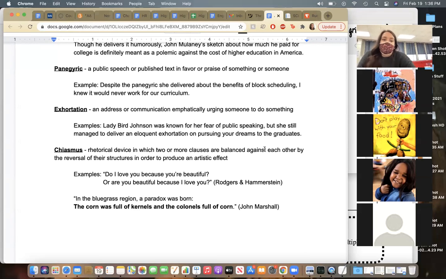An exhortation, and for the record, people do tend to confuse panegyric and exhortation, but they really don't mean the same thing. An exhortation is an address or communication emphatically urging someone to do something. The example here is that Lady Bird Johnson was known for her fear of public speaking, but she still managed to deliver an eloquent exhortation on pursuing your dreams to the graduates. So urging them to pursue their dreams. That's the thing about exhortation. You're actually exhorting the audience to do something, to act in some way.